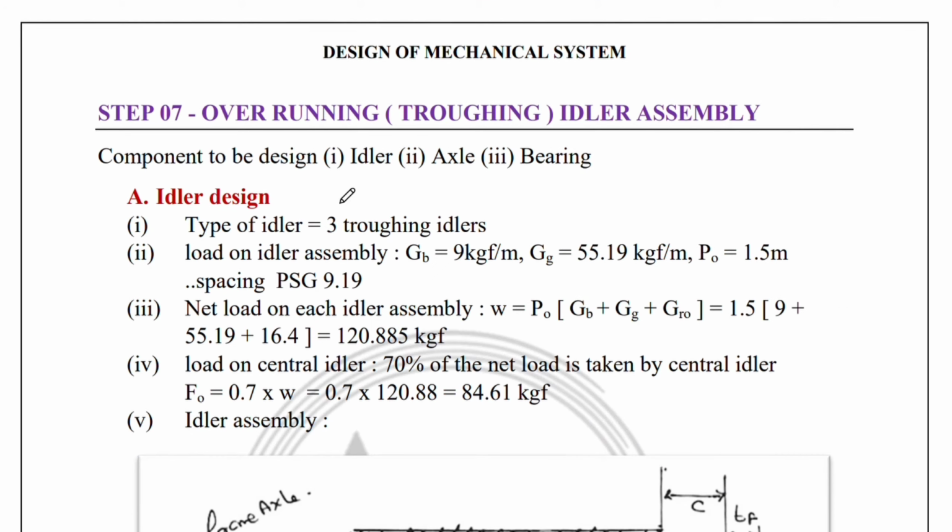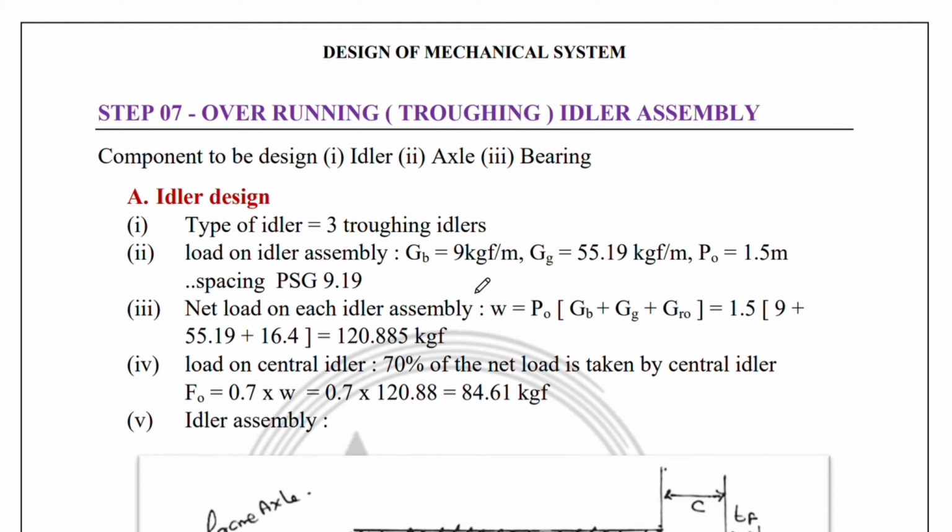Okay. So step number 7, overrunning troughing idler. Here also you will get three components to be designed. One is the idler, second is the axle, third is the bearing. So first we will go for the idler design. Type of idler: three troughing idlers. In overrunning, the type of idler will be a three troughing idler, and in underrunning the type of idler will be only a single idler running.